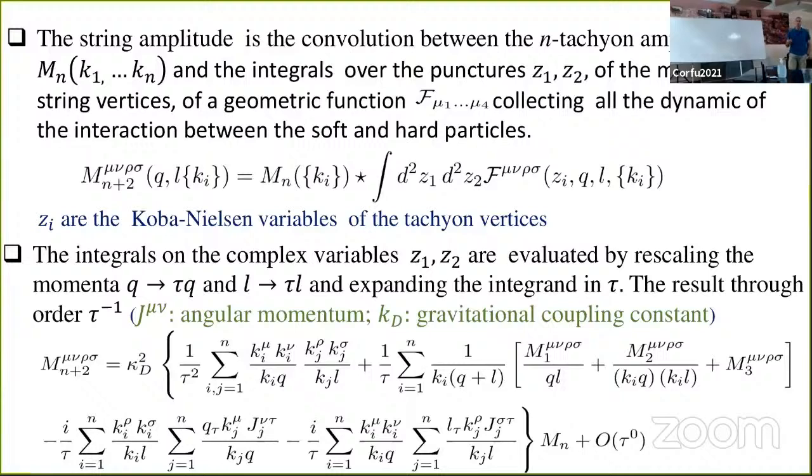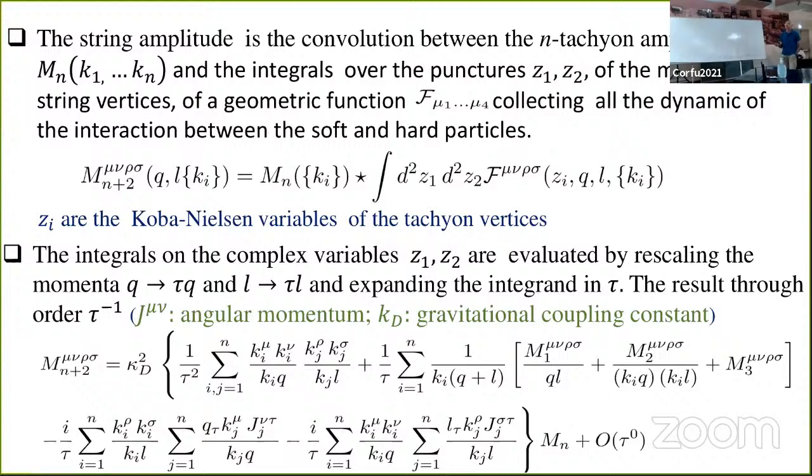What do we have to do? We have to compute these two integrals on the worksheet, which is a really difficult calculation. And then we have to hope that the result of the integration is an operator that acts on the n-tachyon amplitude. Only if this happens can you speak about soft factorization properties for an n plus 2 amplitude.